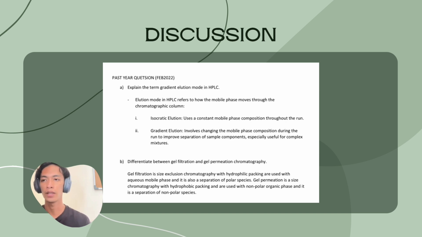And then we have B. It asks to differentiate between gel filtration and gel permeation chromatography. So gel filtration is a size exclusion chromatography with hydrophilic packing, used with aqueous mobile phase, and it is also a separation of polar species, while gel permeation is a size exclusion chromatography with hydrophobic packing and is used with non-polar organic phase, and it is a separation of non-polar species.